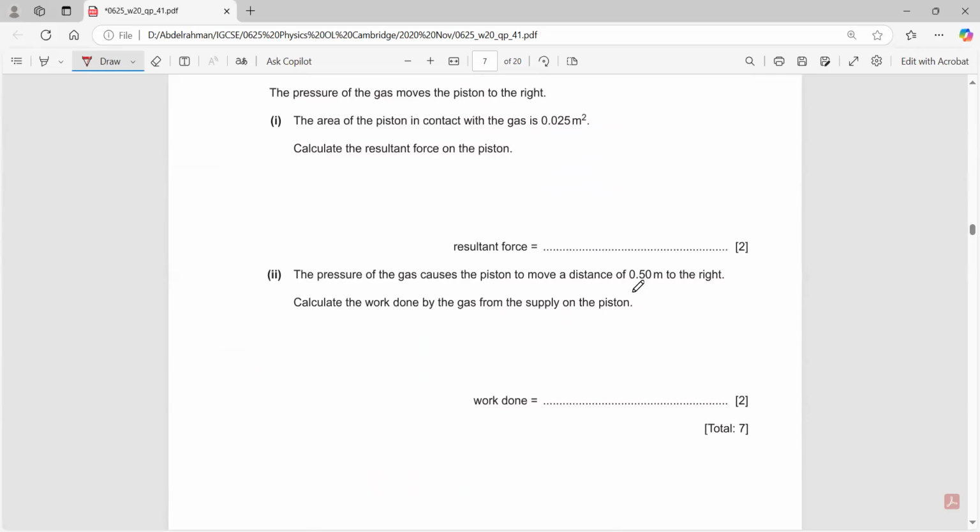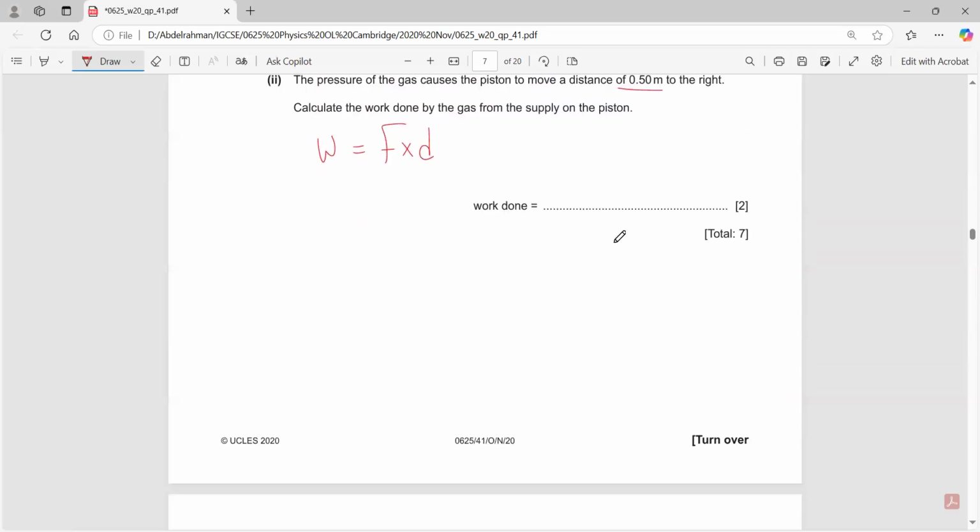But if we had the pressure, we would have said that force equals pressure times area, and if you needed to find the work done, it would have been the force that you found times the distance moved. But anyway, moving on.